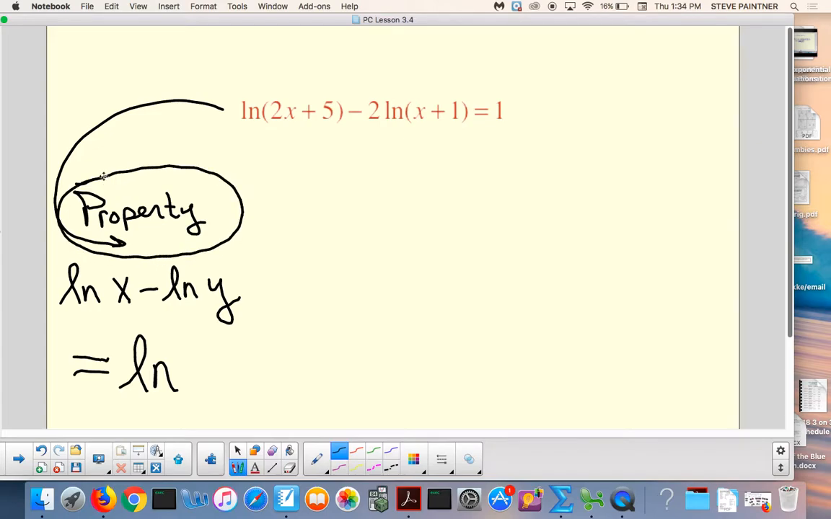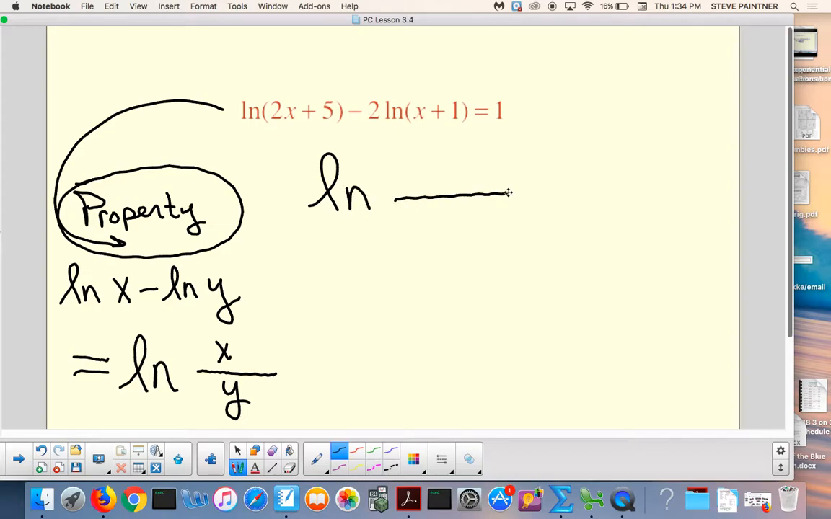Does this property ring a bell? The property I showed you on Tuesday. If you have a natural log minus another natural log, it's the same as 1 natural log with division. So what do you divide? Is it x over y or y over x? It's x over y, yeah. So get those 2 natural logs out of there. You just want 1 natural log of division.